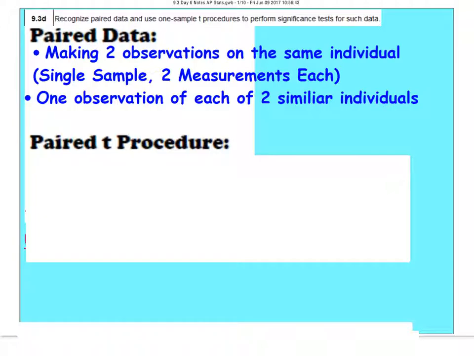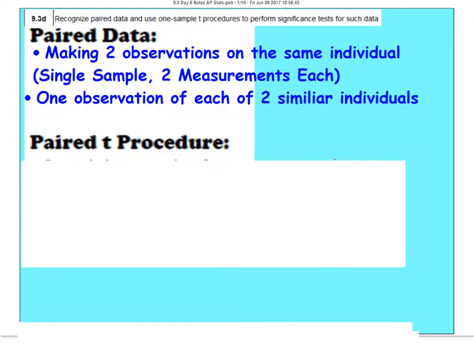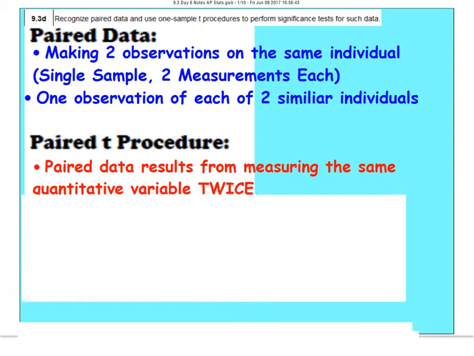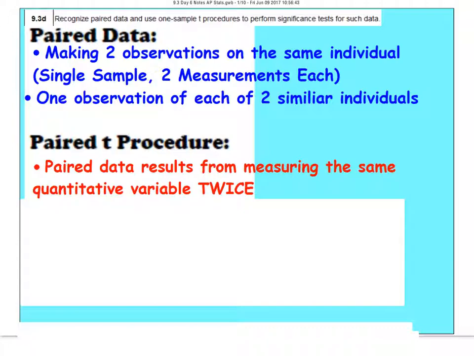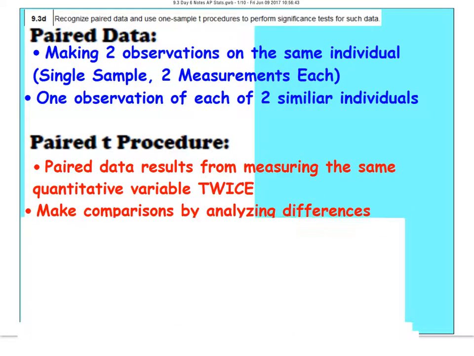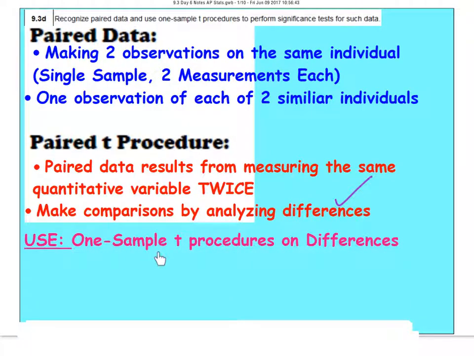So how do you actually get ready for the procedure? What you're going to do for a paired T procedure is the paired data results from measuring the same quantitative variable twice. You're going to take the data from the two different elements and you're going to analyze the differences. And this is the key here, is you want the differences. You ultimately want to create one set of data. So if we were looking at the Coca-Cola example, I would take my beginning pulse rate, my ending pulse rate, and then I would compute the change in my pulse rate, and I have one piece of data for me.